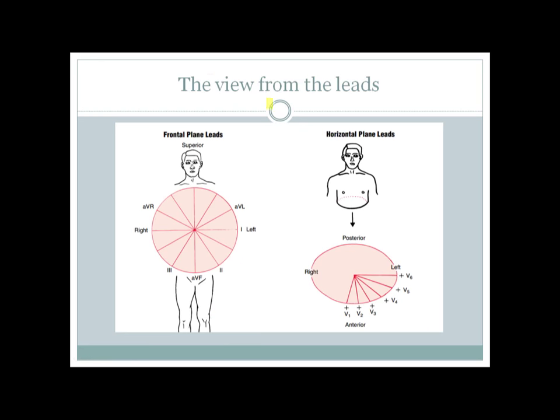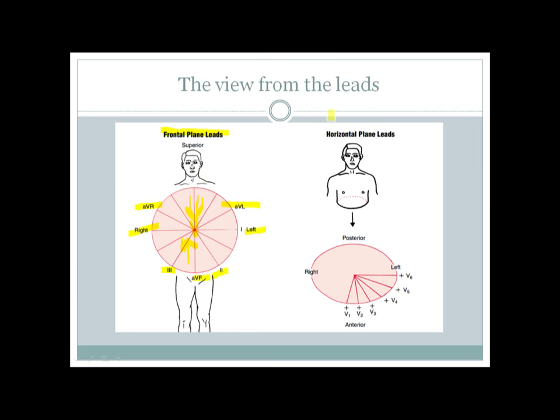And the view from the leads can again be seen from this diagram. The leads placed on the limbs are called frontal plane leads because they see the heart from an above or below view. So AVR, AVL, the right and left leads, see the heart from an upper or lateral plane, and 2, 3, and AVF see the heart from a lower plane.